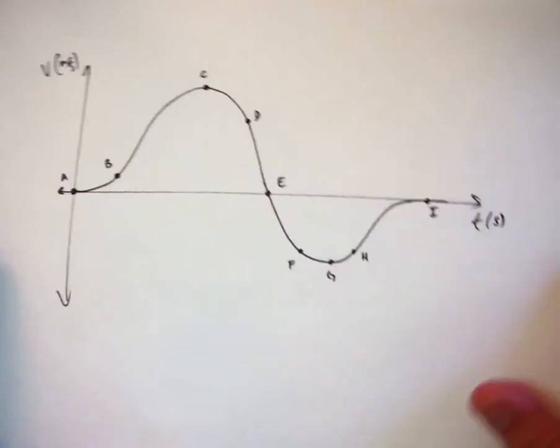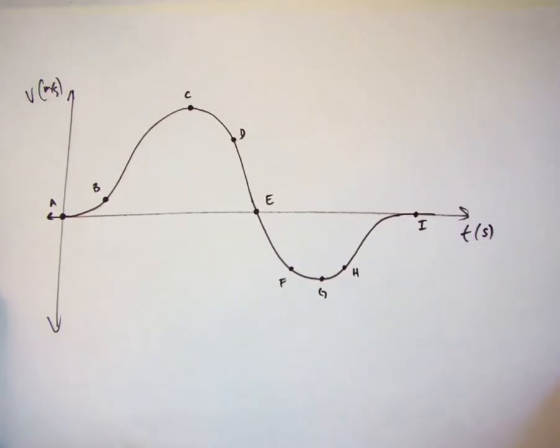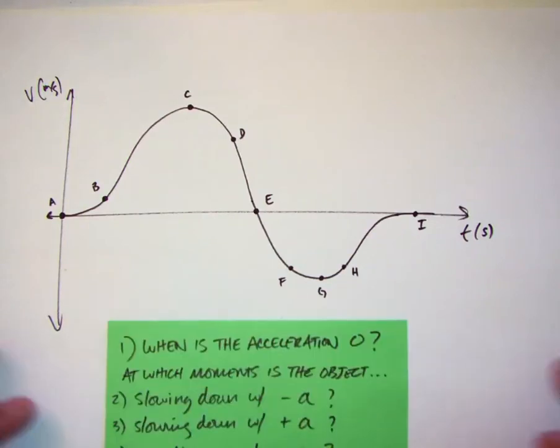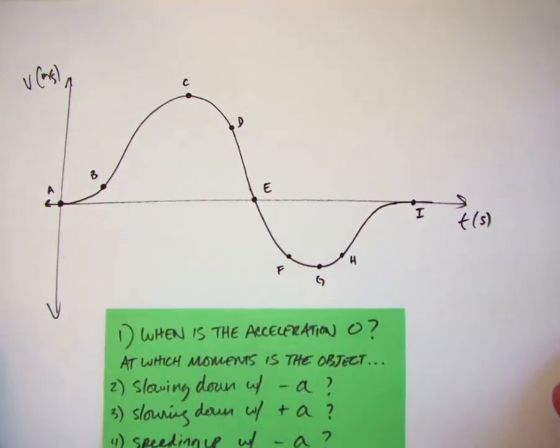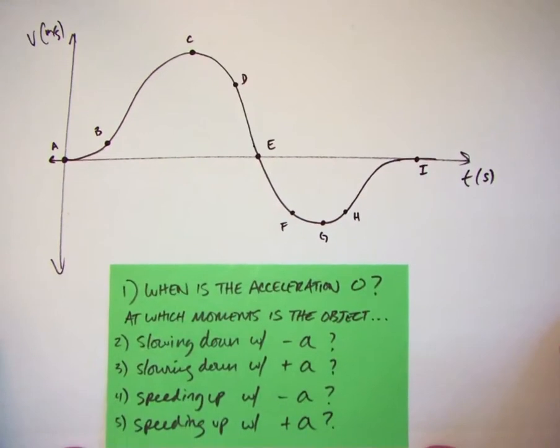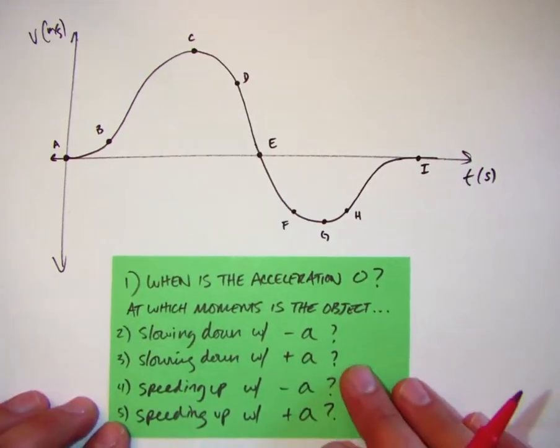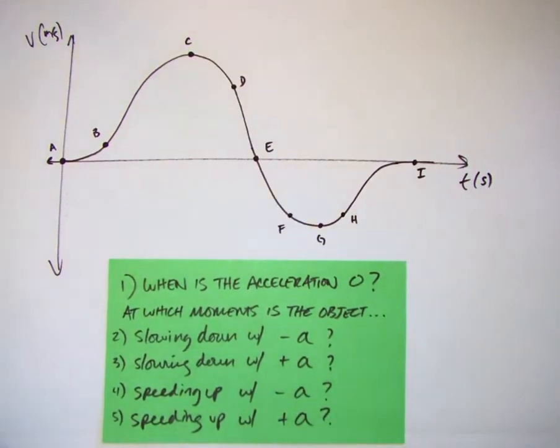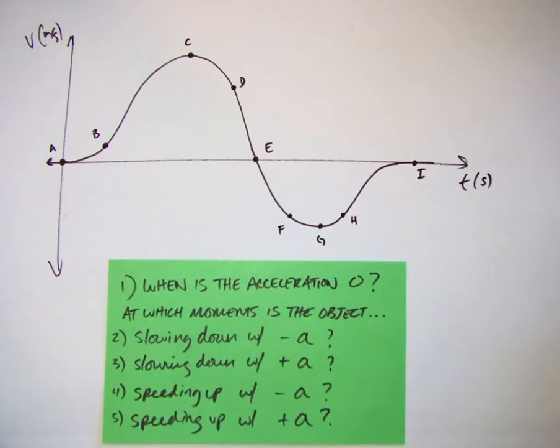So here we have another velocity time graph with a number of different points identified. I want you to find the following. So go ahead and draw this down and then answer the following questions. When is the acceleration 0? At which moments is the object slowing down with a negative acceleration, slowing down with a positive acceleration, speeding up with a negative acceleration, or speeding up with a positive acceleration? So go ahead and pause the video and answer these 5 questions.